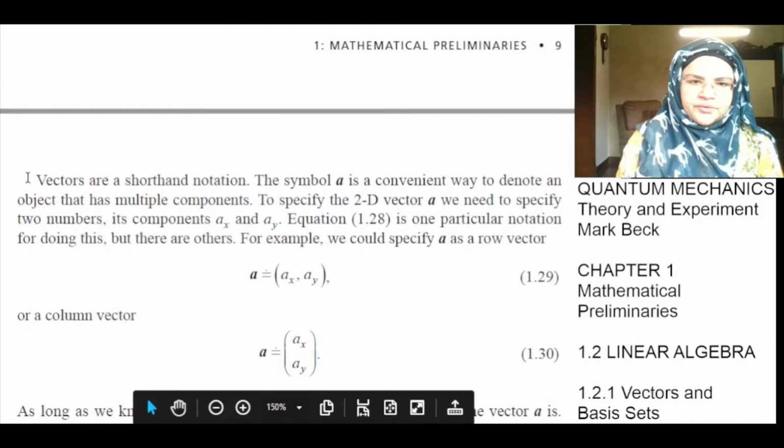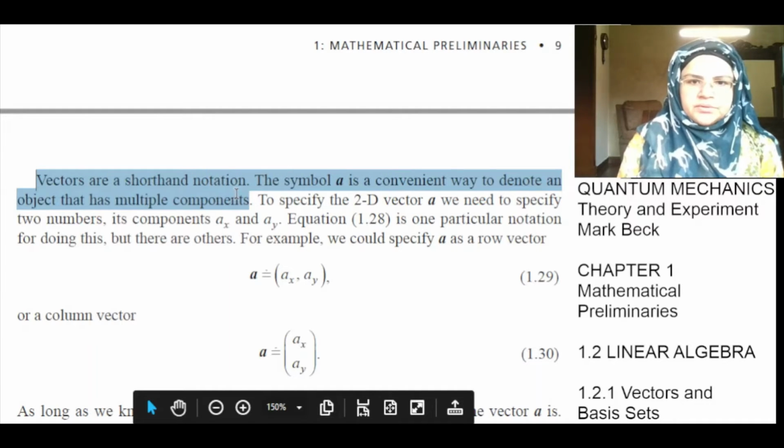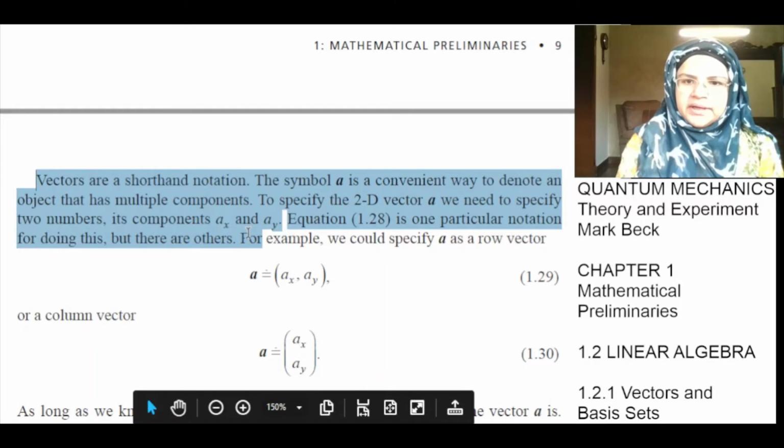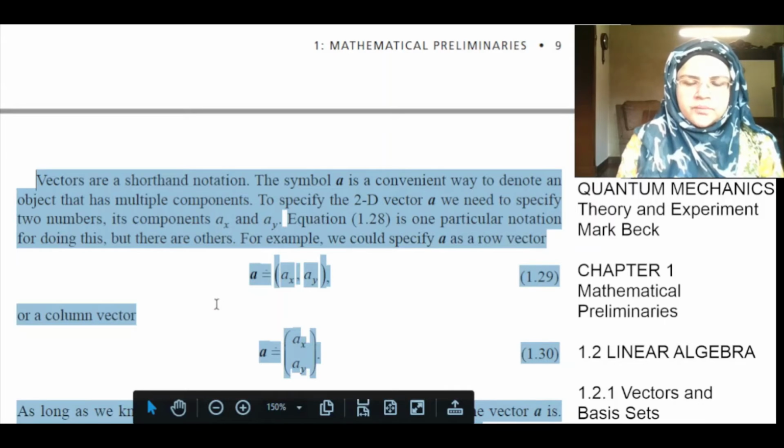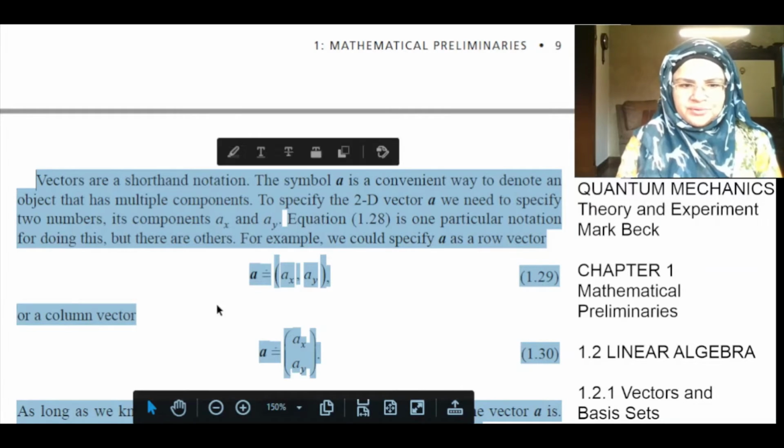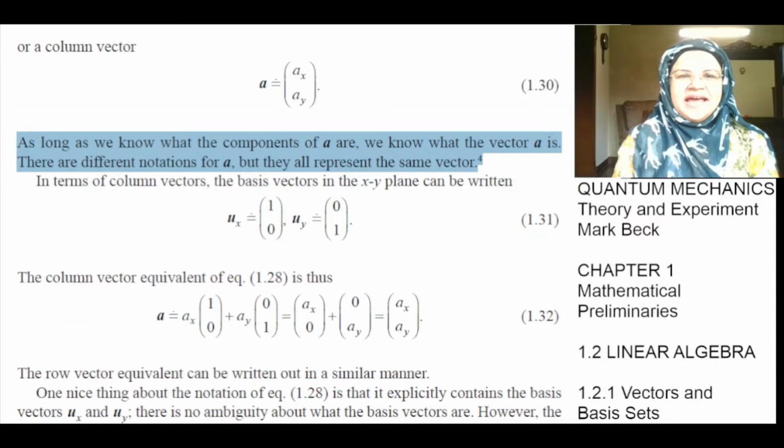Vectors are a shorthand notation. The symbol A is a convenient way to denote the object that has multiple components. To specify the 2D vector A, we need to specify two numbers, its components Ax and Ay. Equation 1.28 is one particular notation for doing this, but there are others. For example, we could specify A as a row vector as shown in equation 1.29 or as a column vector as shown in equation 1.30. As long as we know what the components of A are, we know what the vector A is. There are different notations for A, but they all represent the same vector.